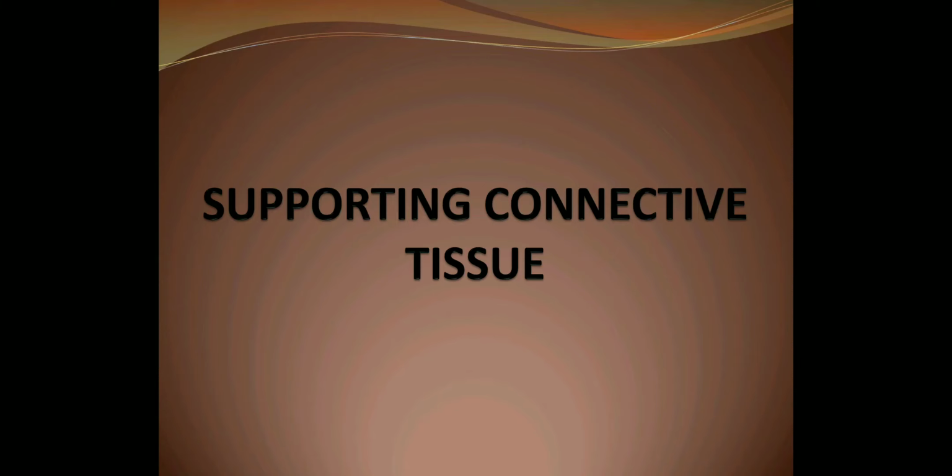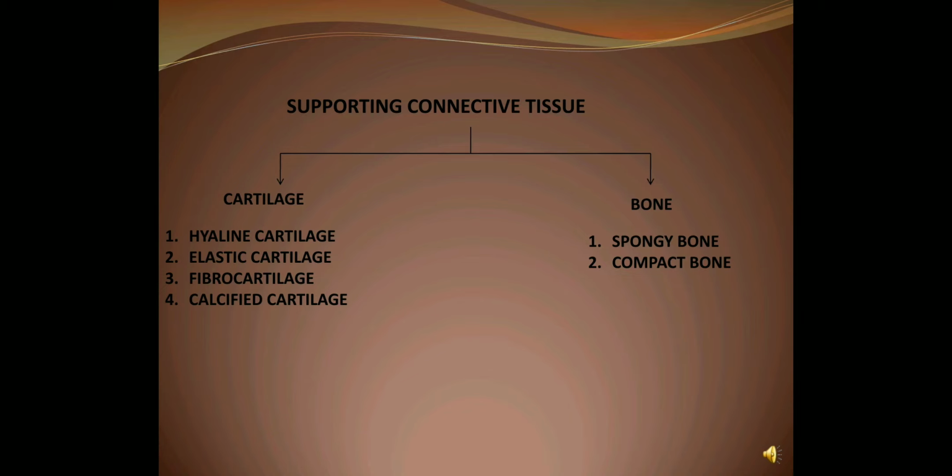Next is supporting connective tissue. Supporting connective tissue normally consists of hard matrix, and it is classified into two types, that is cartilage and bone. Talking about cartilage, cartilage is considered as soft bone and bone is hard.